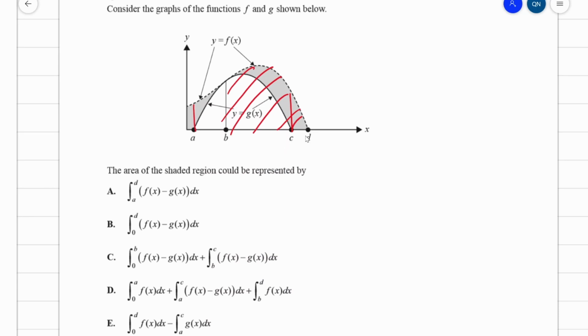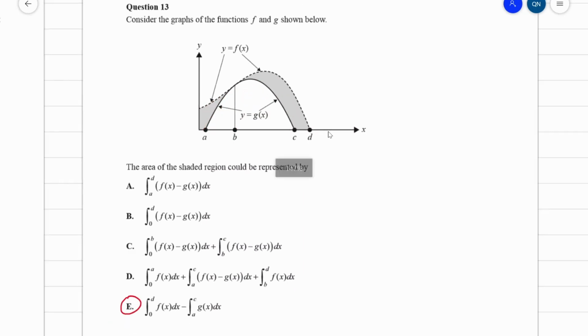So hopefully it's c. Let's reason through it. So the integral from 0 to d of f of x. Okay, so what does that give you? It gives you this big area here, then minus the integral from a to c of g. Now if you go from a to c of g, you're only picking up that area. You take the difference. That's the area that's remaining, which is the shaded area. So we'll have to go with option E.